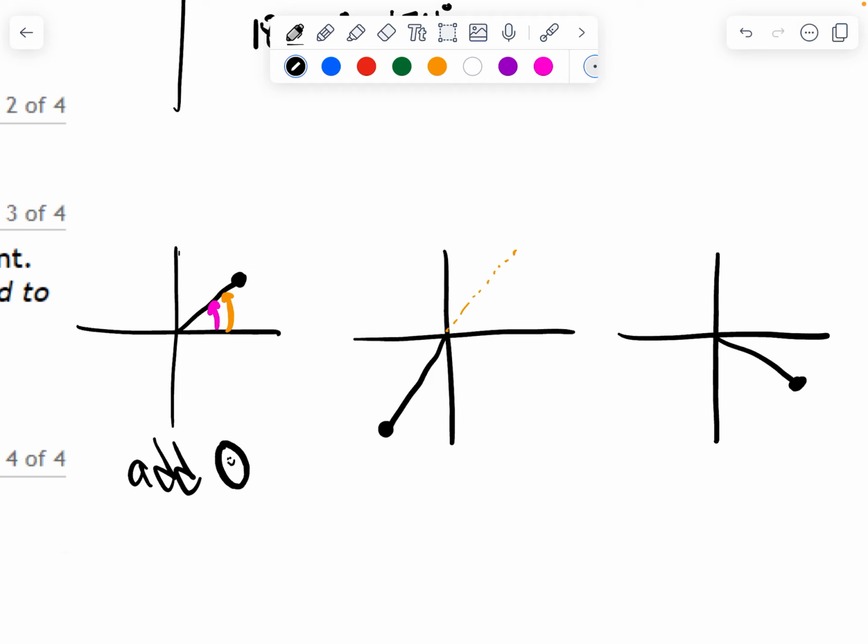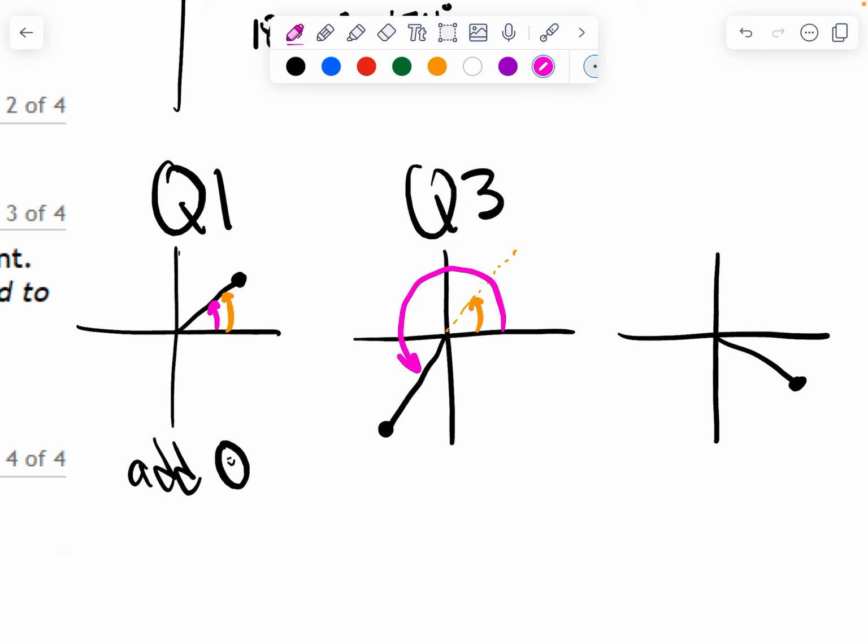If you're in quadrant 3, so this is quadrant 1, here's quadrant 3, then what's going to happen is that the inverse tangent returns that angle, and the argument is that angle there. If this orange angle is what I'm looking for, I also know that that's going to be the same angle. So that's going to be 180 degrees plus the angle we get back from inverse tangent. So if you're in quadrant 3, add 180.